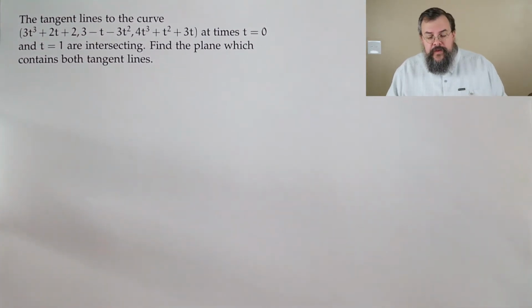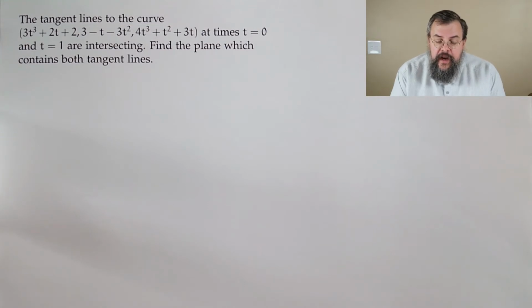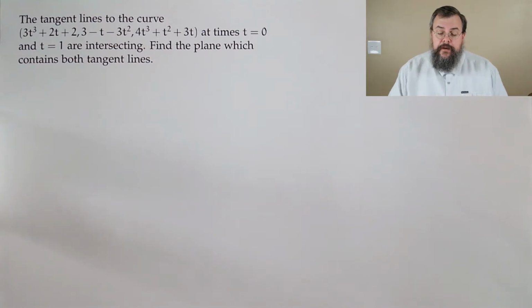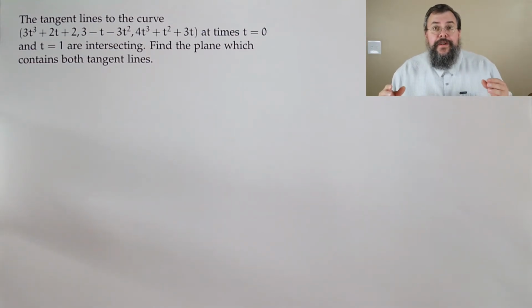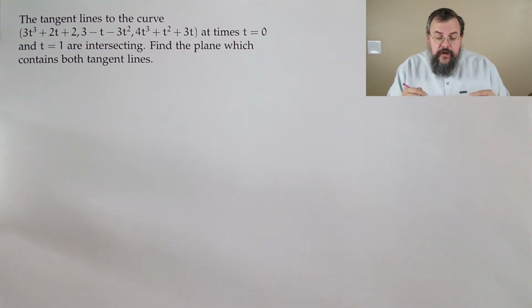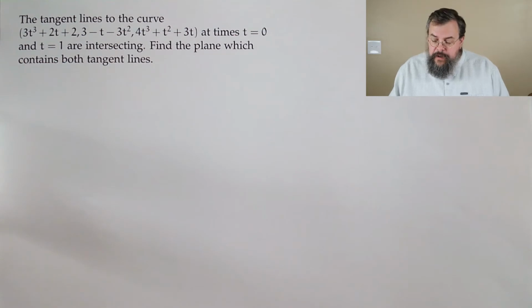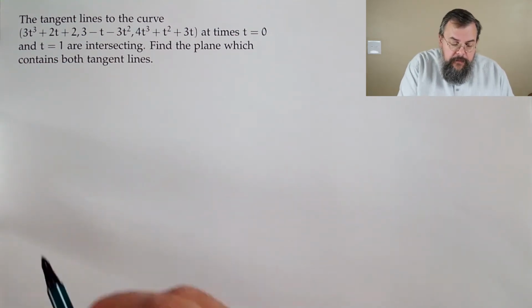So our next problem. The tangent lines to the curve, blah, blah, blah, at times t equals 0 and t equals 1 are intersecting. Find the plane which contains both tangent lines. Okay, so we're after a plane. Well, we know that the tangent lines to our curve intersect. Now, that doesn't mean that they're the same line.